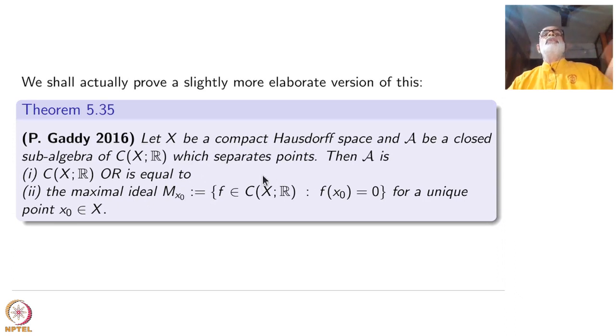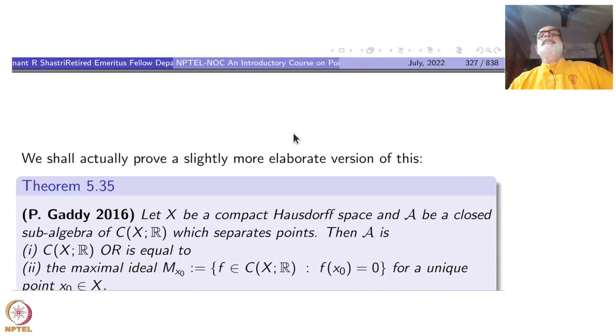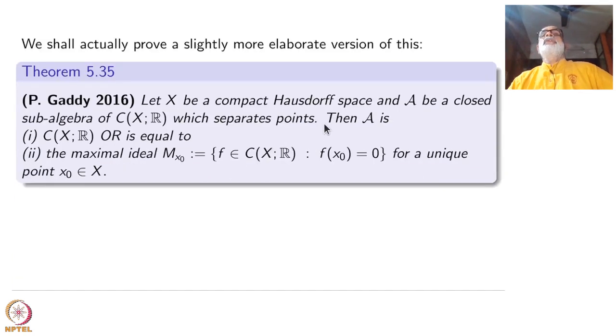So I have put this one. Let X be a compact Hausdorff space, A be a closed subalgebra of C(X,R) which separates points. I am not assuming that it contains non-zero constants. So I have two different conclusions here. Then A is C(X,R), or A is equal to the maximal ideal M_x0, the set of all f belonging to C(X,R) which vanish at x0, for a unique point x0 in X.